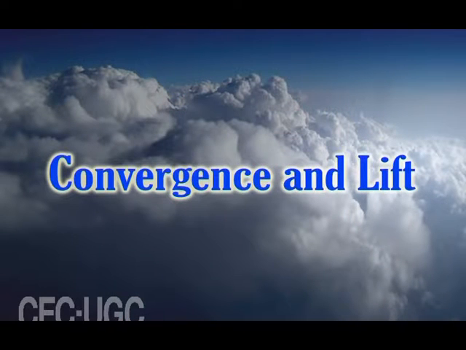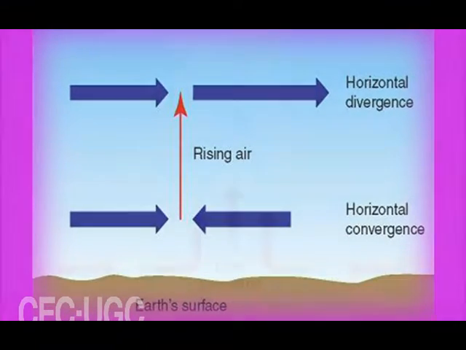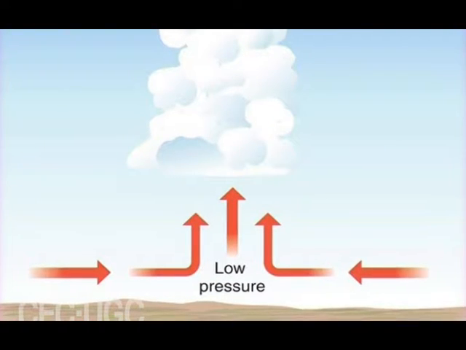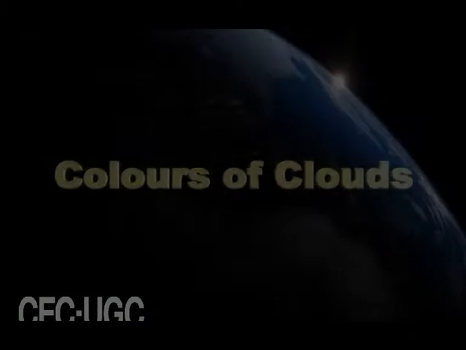Next is convergence and lift. Another source of lift, which is really a combination of the above process, is convergence. When air is forced to converge or come together, it can only go upward. An example would be the air flowing inward toward the center of low pressure, which is forced to rise.